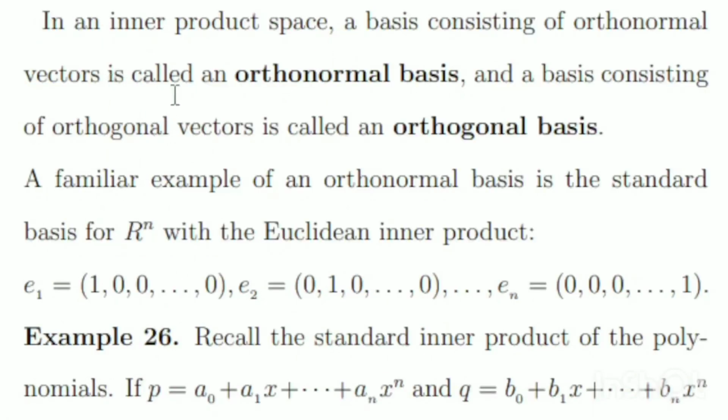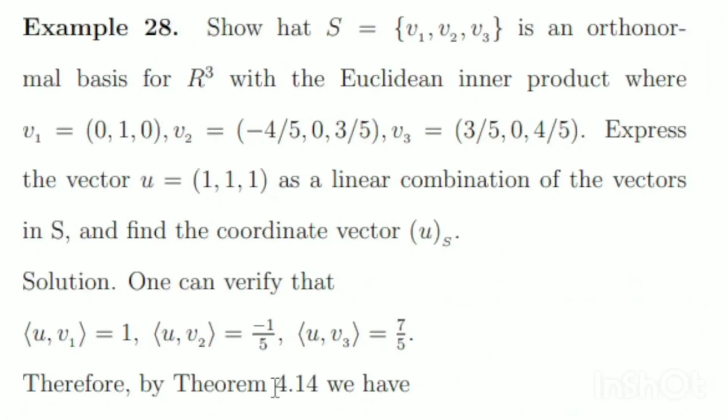So in an inner product space, a basis consisting of orthonormal vectors is called an orthonormal basis, and a basis consisting of orthogonal vectors is called an orthogonal basis. Finding an orthonormal basis from an orthogonal basis is the process of Gram-Schmidt, that is, the Gram-Schmidt process.